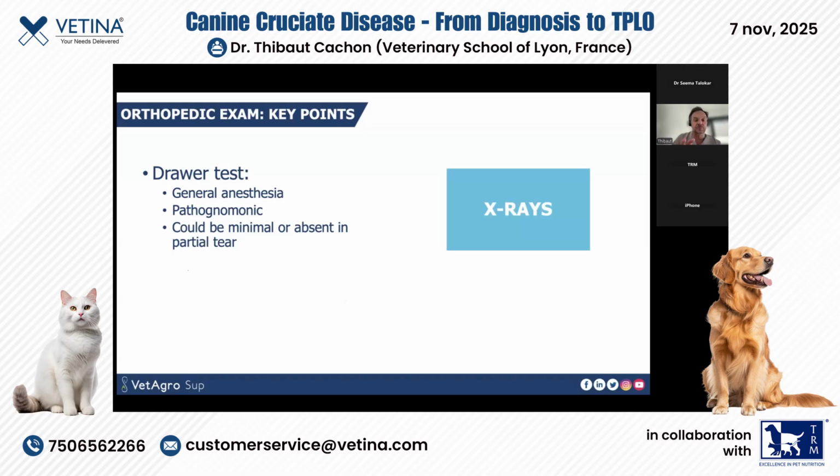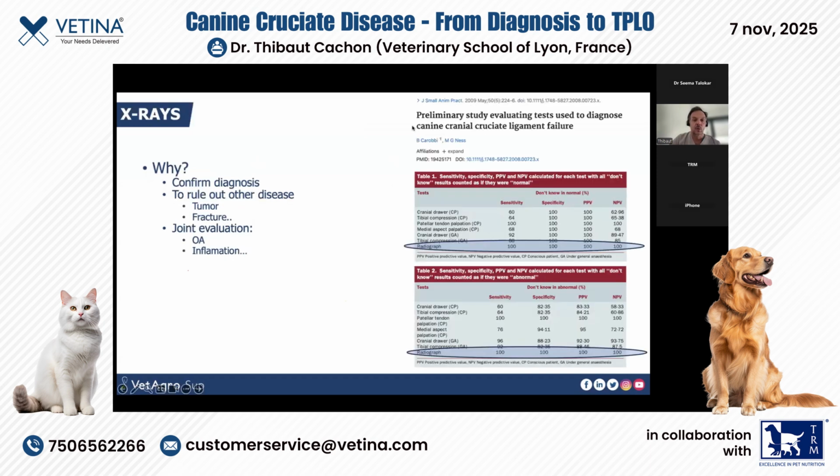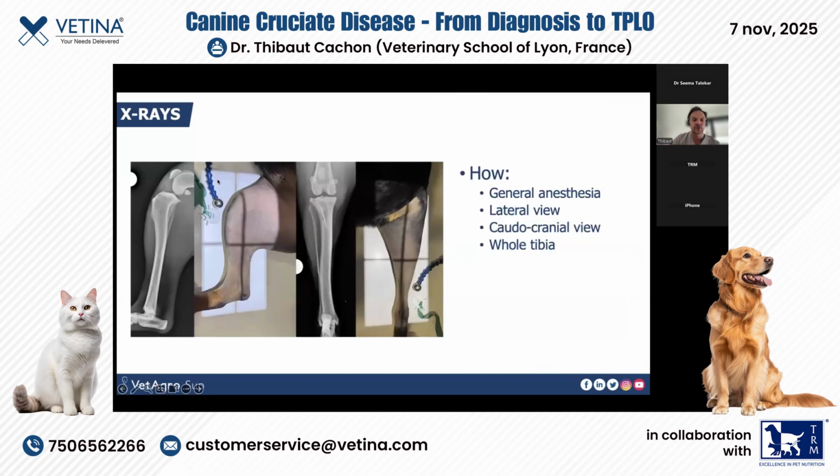If you get suspicion of cruciate disease, you need to go to X-ray to confirm your diagnosis and to see what's going on in the stifle. Why is X-ray important? First of all, X-ray is very sensitive and very specific for cruciate disease, so that will give you a good confirmation of your disease. But also, it's very important to rule out any other problem, to rule out tumor, to rule out any fracture, and also to get a good joint evaluation. You can see how much inflammation there is in the joint, and you can also see how much osteoarthritis there is in the joint. How are you going to do your X-ray?